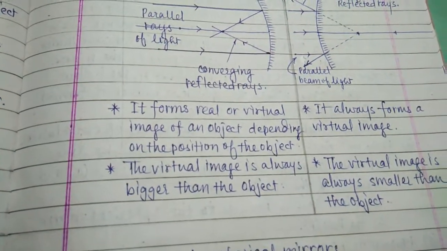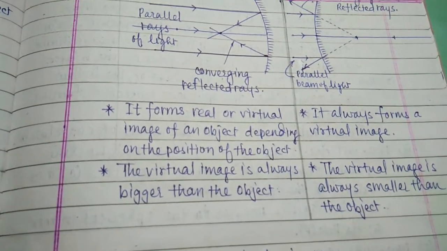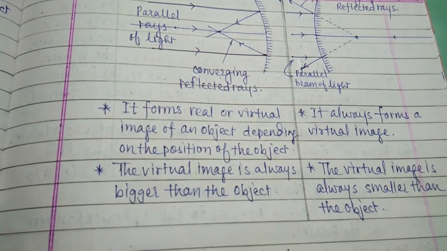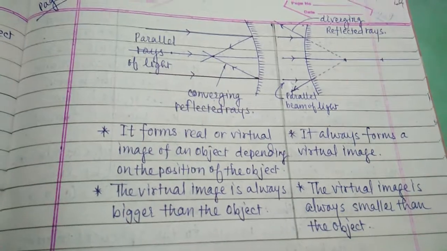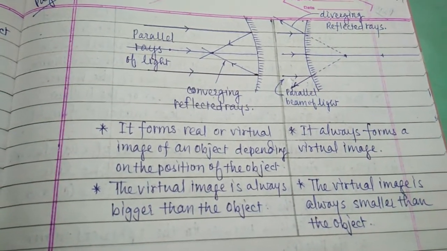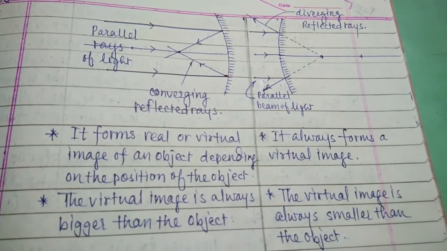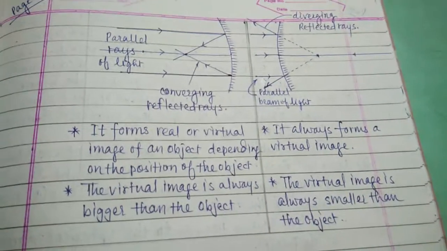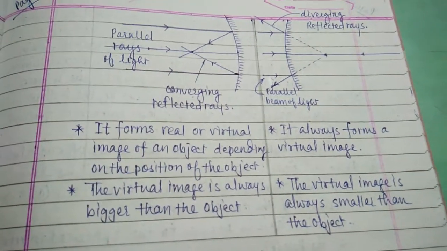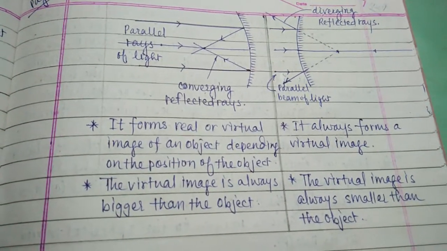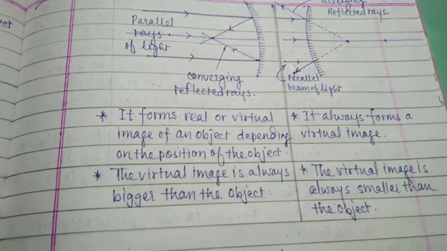In a concave mirror, real and virtual images are formed, depending on the position of the object. The position of the image depends on the position of the object in front of the mirror. In a concave mirror, a virtual image is always bigger than the object, whereas in a convex mirror, there is no real and inverted image; the virtual image is always smaller than the object.